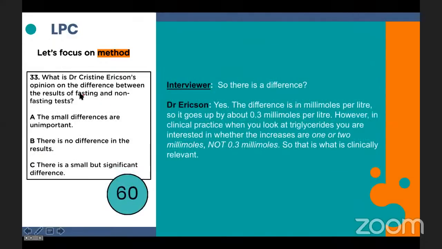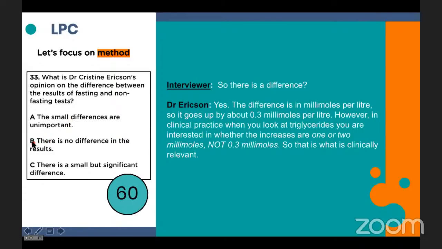Question 33. What is her opinion on the difference between the results of fasting and non-fasting tests? She says the small differences are unimportant. She does say there are small differences, 3 millimoles per liter, for example. But she says they're unimportant.